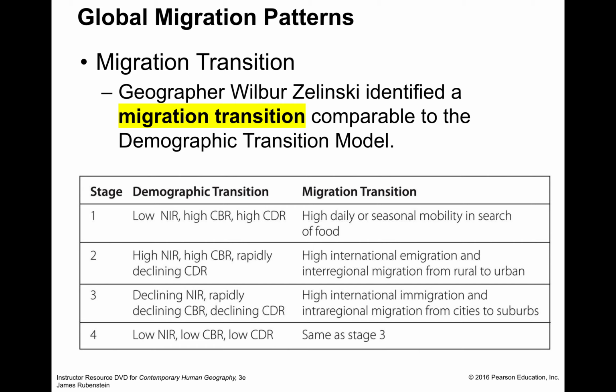We also move on to stage 3, and stage 3 is where we see high international immigration. So think of countries like Mexico, or other South American or Central American countries, and also Eastern Europe would be stage 3 countries. We see high international migration, but also a large intra-regional migration, and that is from cities to suburbs. Really, the difference between 3 and 4 is that in 4 we see more movement from city to suburbs, so more intra-regional migration.